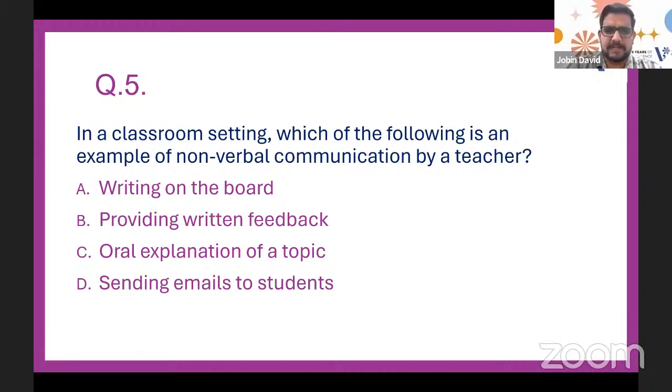Okay. The first one is writing on the board. Second one is providing written feedback. Third one is oral explanation of a topic. Fourth one is sending emails to students. Sanjay, if you are able, can you distinguish between verbal and non-verbal? Like, do you have an idea of verbal and non-verbal?